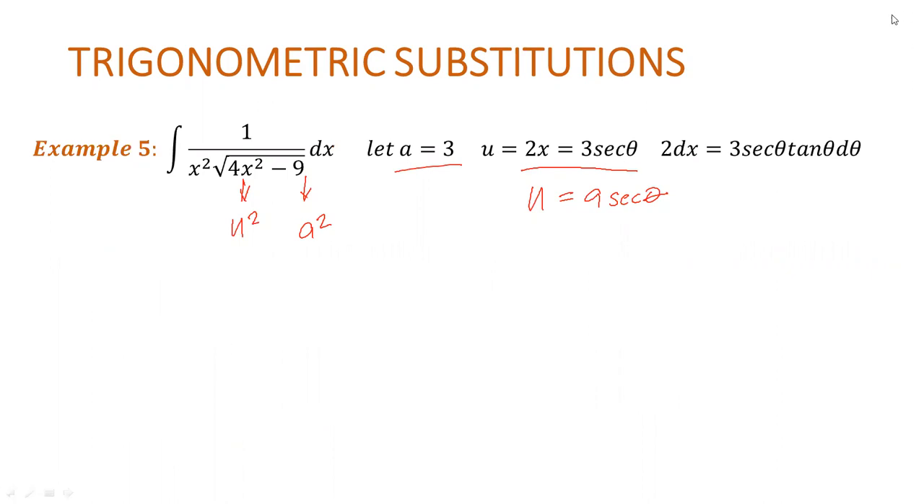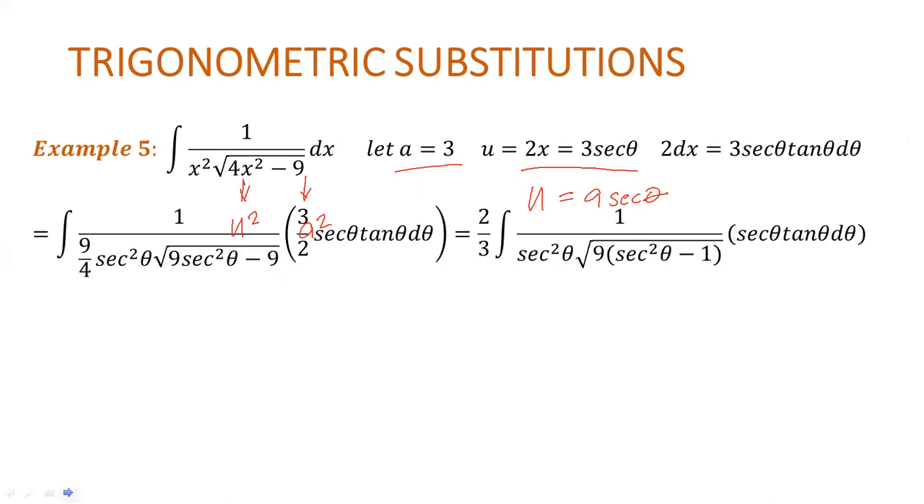If this is your 2x, you differentiate this equation, you will have 2dx and you have 3 secant theta tangent theta. The dx here will be replaced by this over 2, and the 2x here, which needs to be squared, will be replaced by 3 secant theta. So let's see what will happen to our integral now. We'll clear the markings.